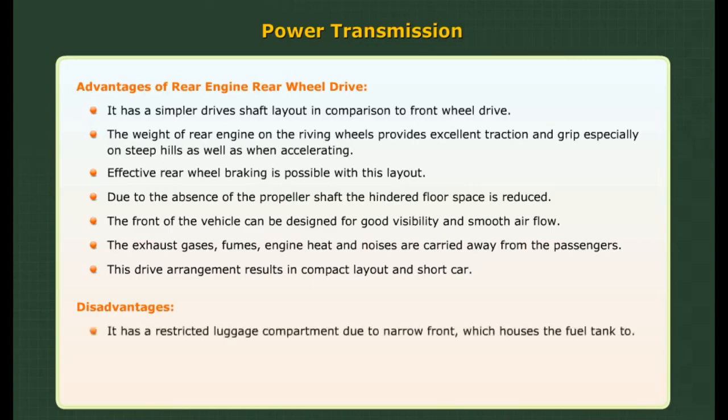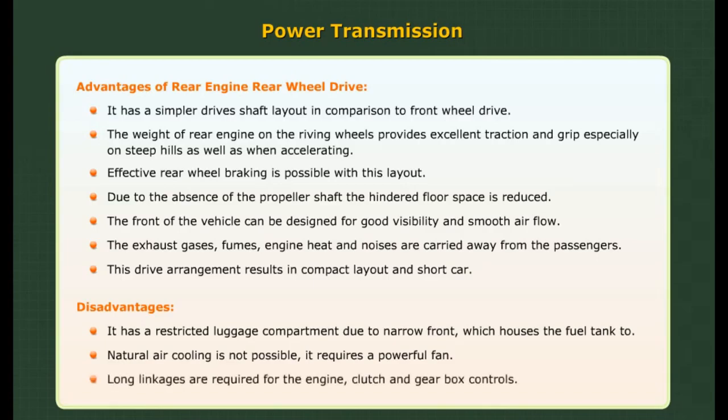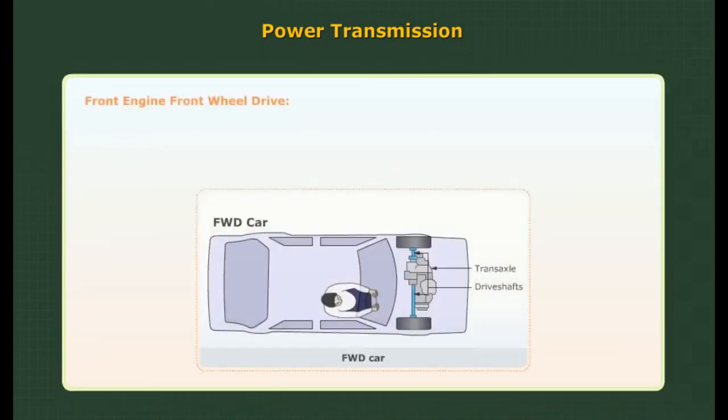Disadvantages. A. It has a restricted luggage compartment due to the narrow front, which houses the fuel tank too. B. Natural air cooling is not possible. It requires a powerful fan. C. Long linkages are required for the engine, clutch and gearbox controls.